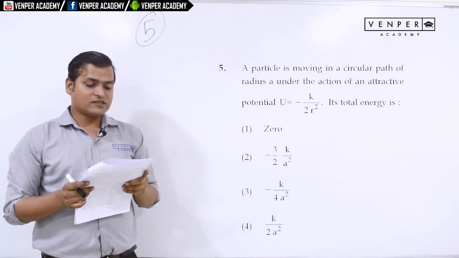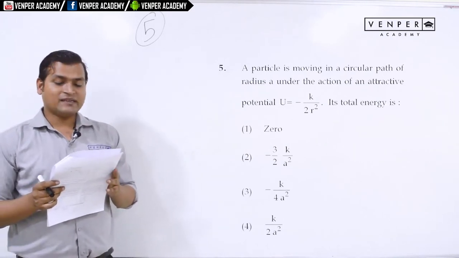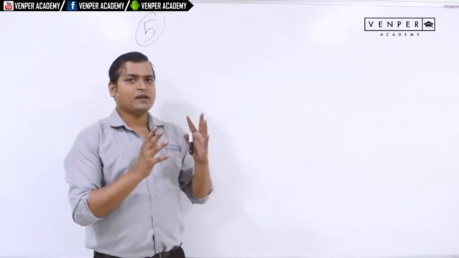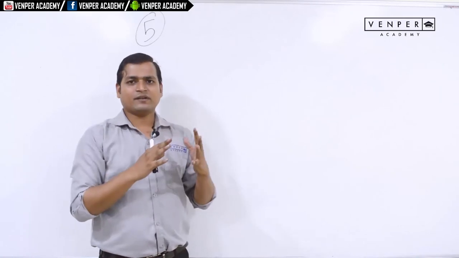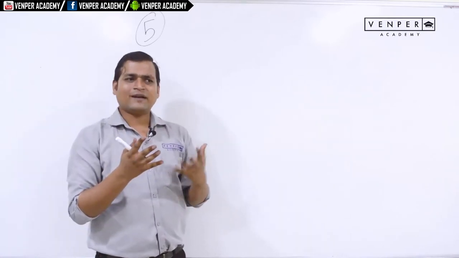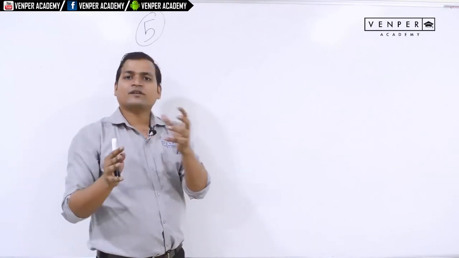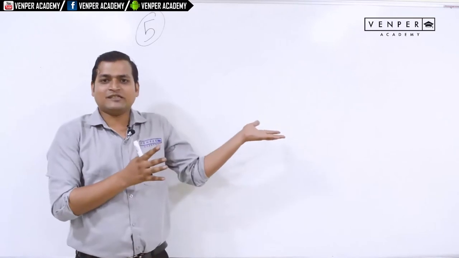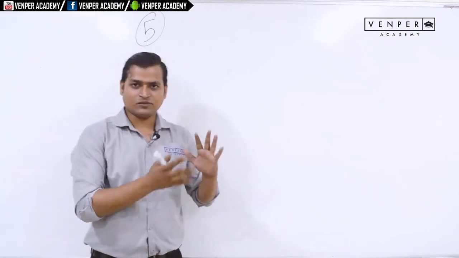5. A particle is moving in a circular path of radius a under the action of an attractive potential U equal to minus k upon 2r square. Its total energy is, okay, now see in this question what they are asking. There is a particle moving along a circular path and its potential energy is given, minus k upon 2r square. From that potential energy you can calculate how much force is acting, and from that force, because it is moving along a circle, you can say mv square upon r, that centripetal force, and from that you can calculate the kinetic energy of that particle. Clear? So from that kinetic energy, with potential energy given, you can calculate total energy, that is simply the summation of those two energies. Okay, so now we will see.